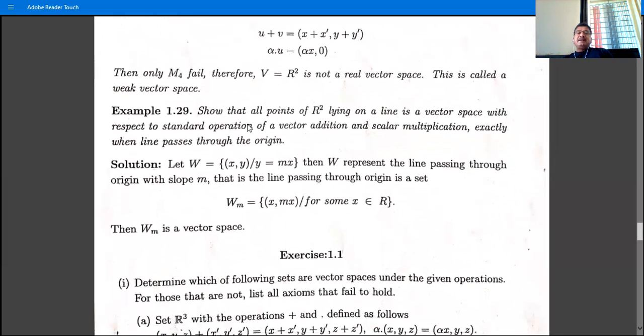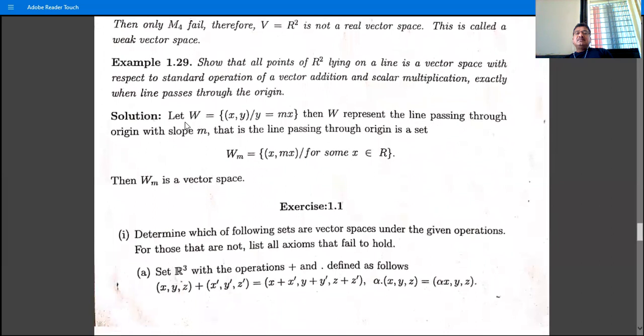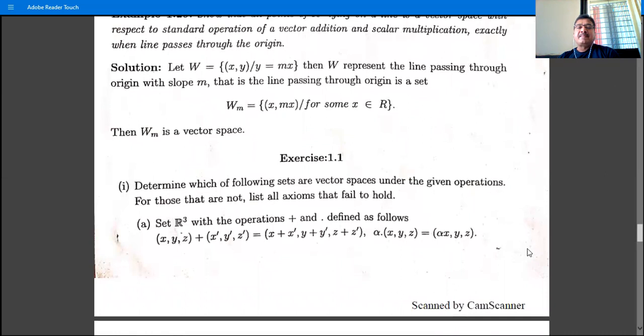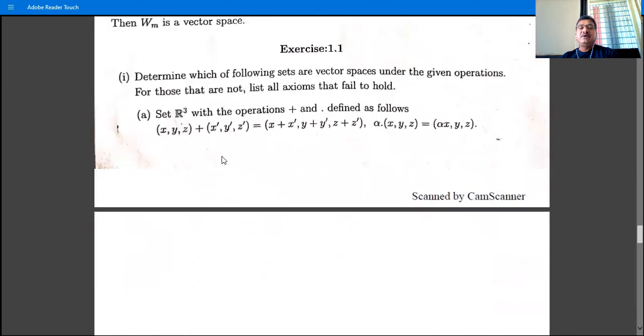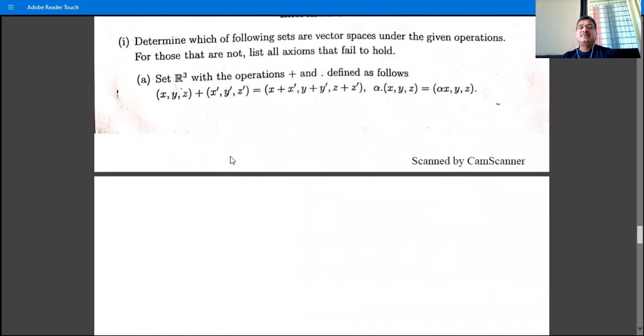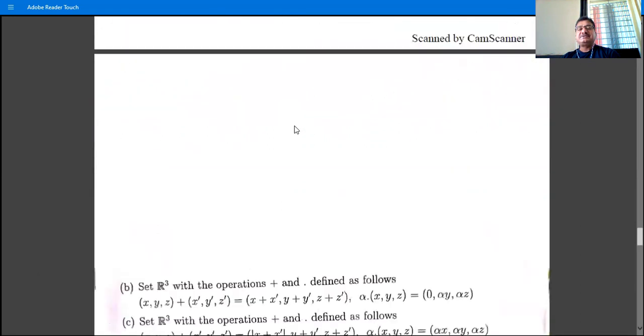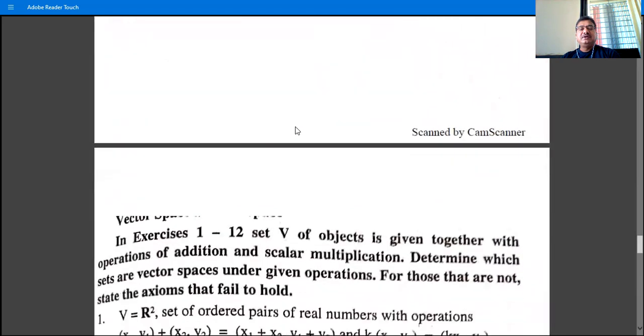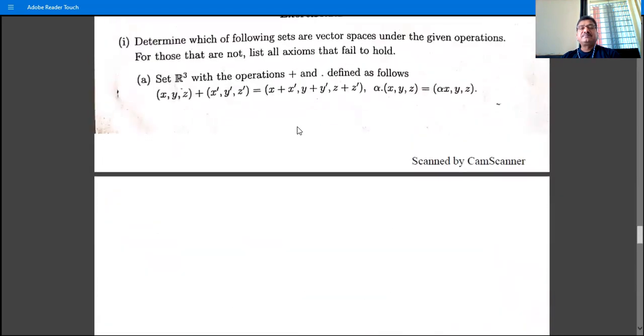So the next problem is show that in R square, V is this set, y is equal to mx, the equation of a straight line, and then this is a vector space. So this is an exercise problem; we have to solve all these problems. For those that are not, list all the axioms that fail to hold. So determine whether these are vector spaces or not. Think about these exercises.